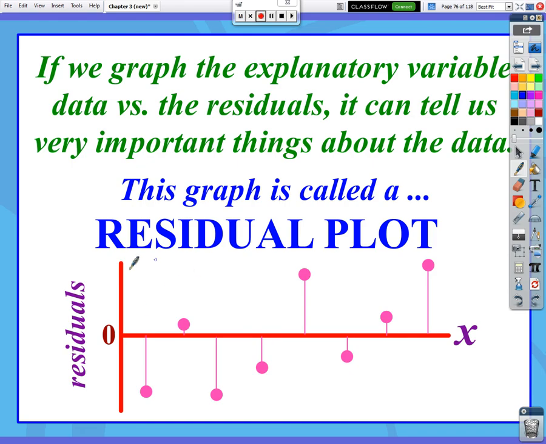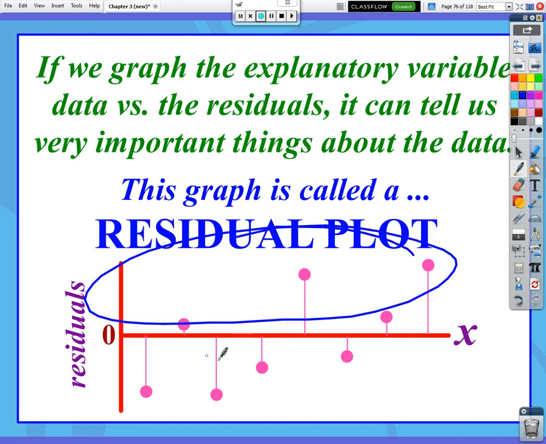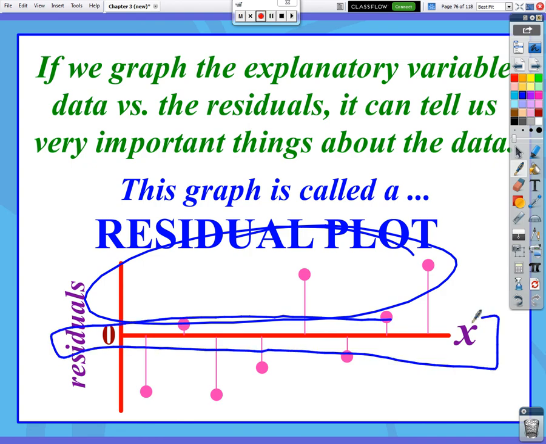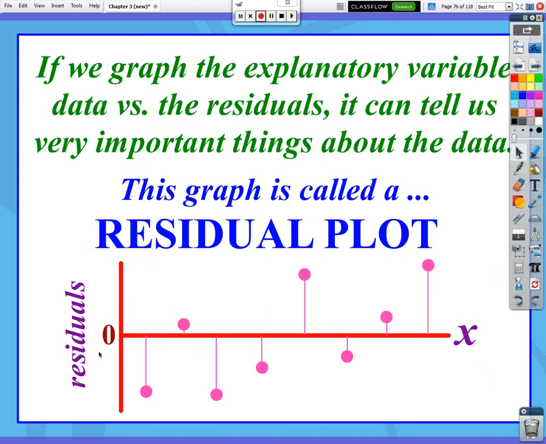But this just shows you here's where all of your positive residuals are up here above the 0 line, and it's always going to be the x-axis right here. And since you can have positive and negative residuals, that's why you can go above and below the 0 line here.